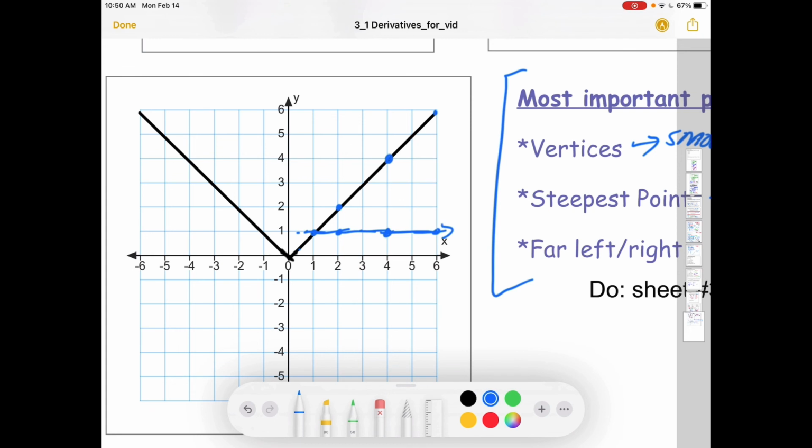And if I looked at the other side, the slope here is negative 1. The slope here is negative 1. It's always going down 1 and over 1. Slope here is still negative 1.